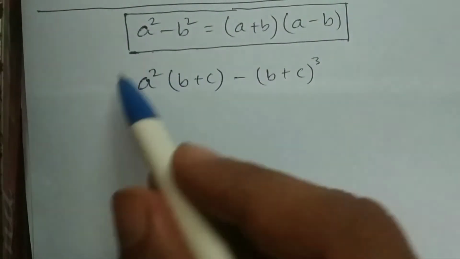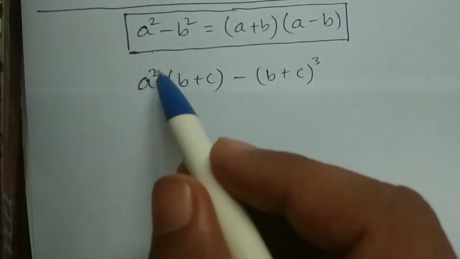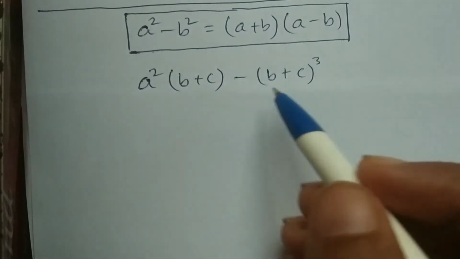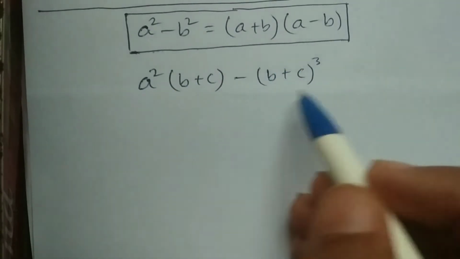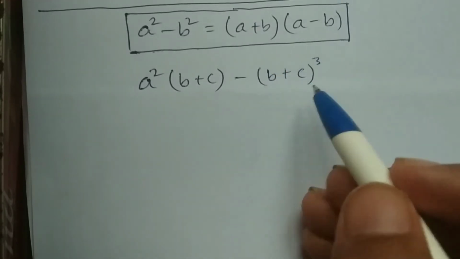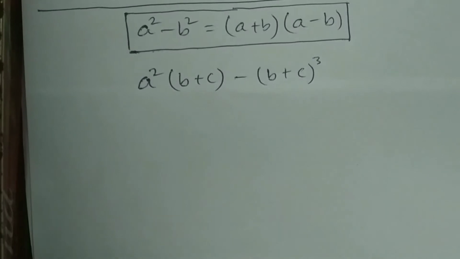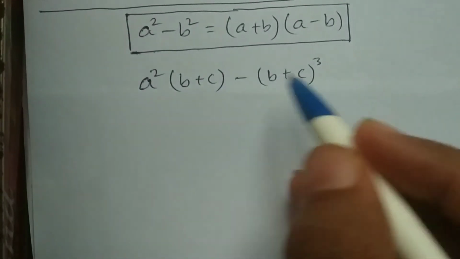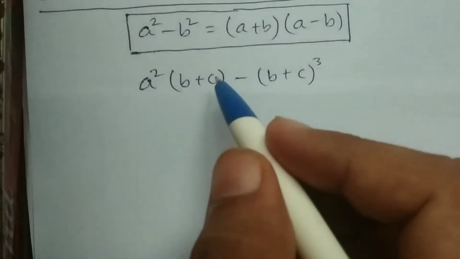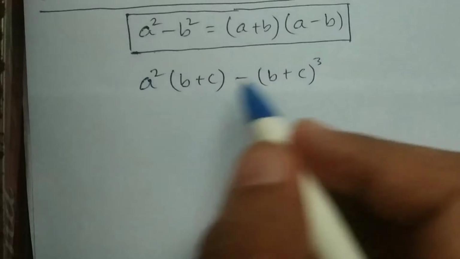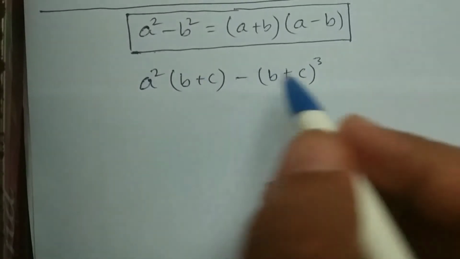If you see this first term, you can say a square is a square term, but b plus c is not a square term. And if you look at the right side, or the second term, this is also b plus c whole cube. So this is also not a square term. Then how is it possible? But here you can see that b plus c is common in both the terms. Here only one b plus c is there and here it is 3. Okay, so we can take b plus c as a common term from both of the terms.